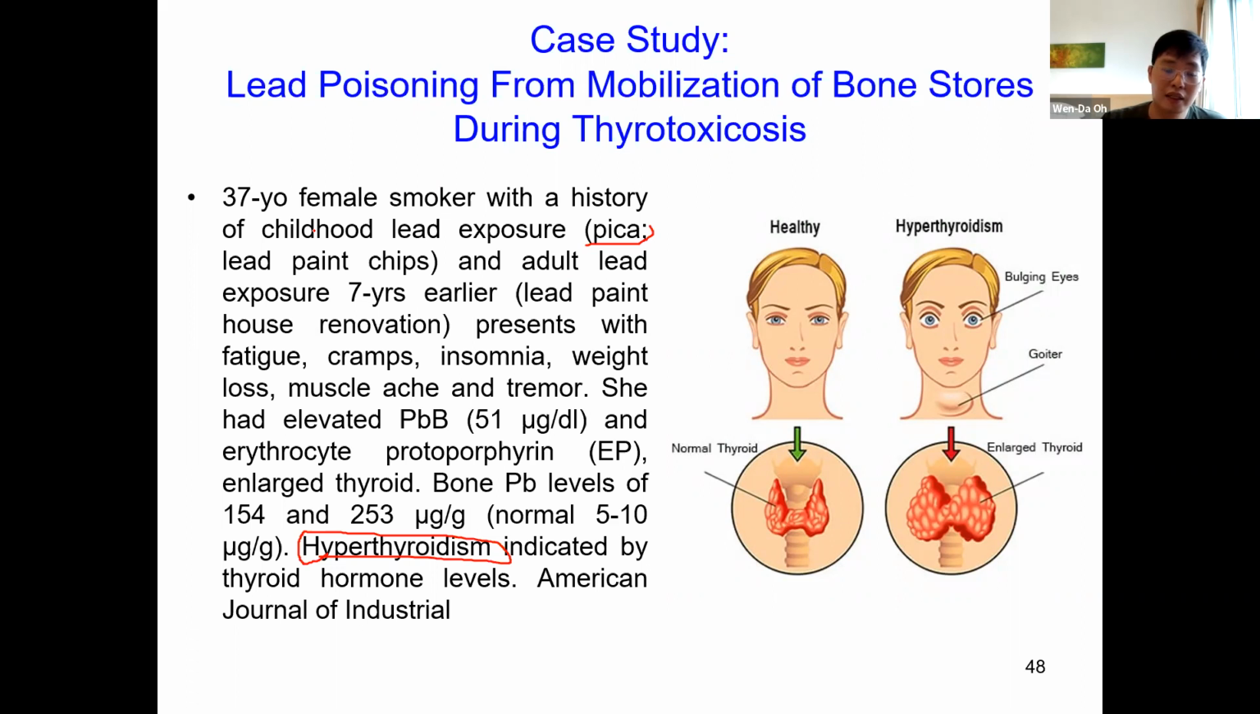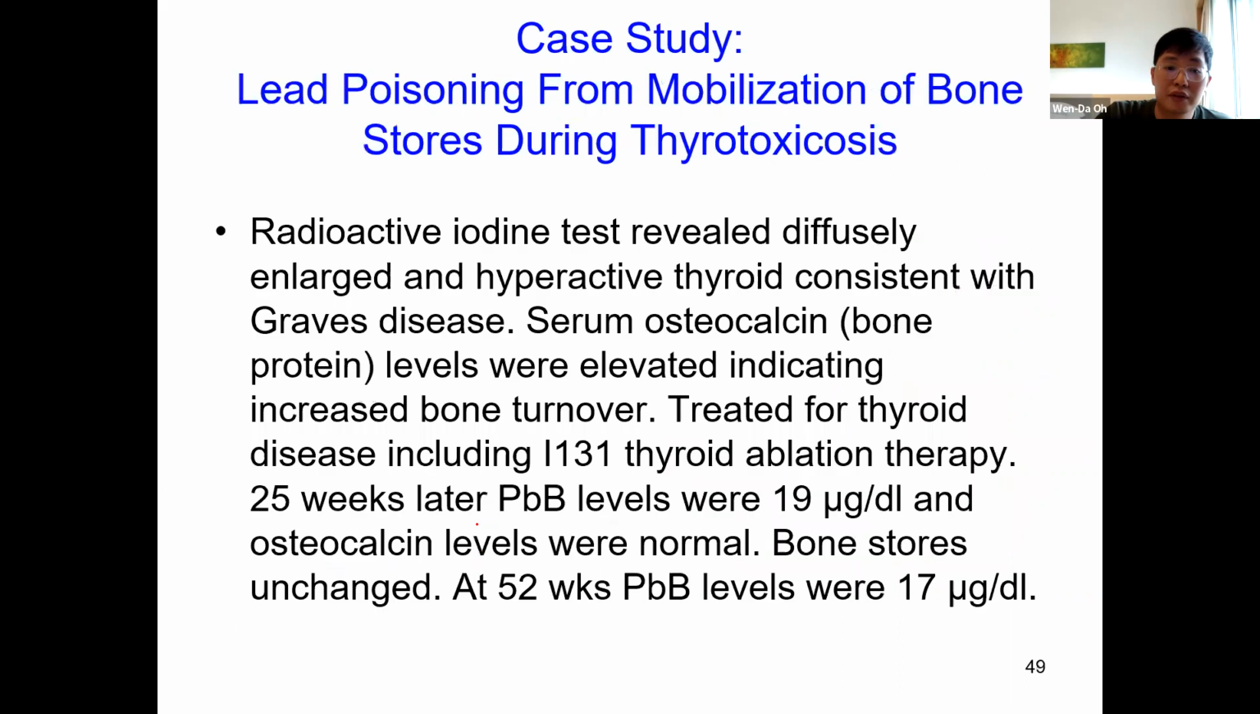So that means this lead is no longer at low concentration. It starts to come out at very high levels, up to 150 to 250 microgram per gram, which is very excessive. It causes a lot of issues. So these are some of the examples of storage.